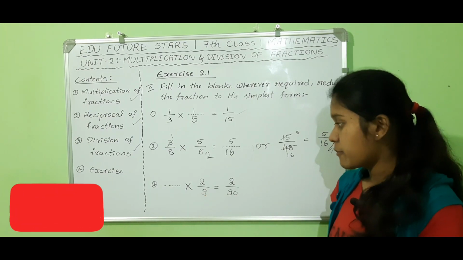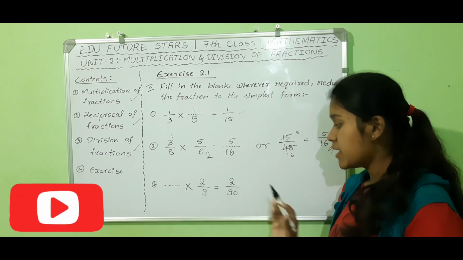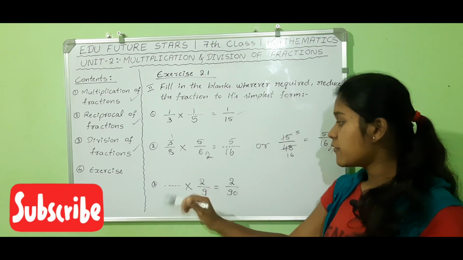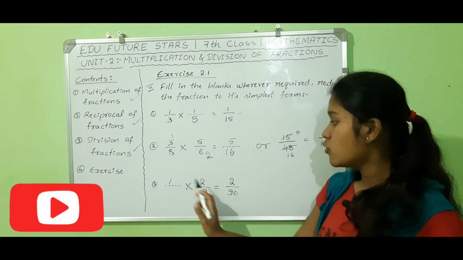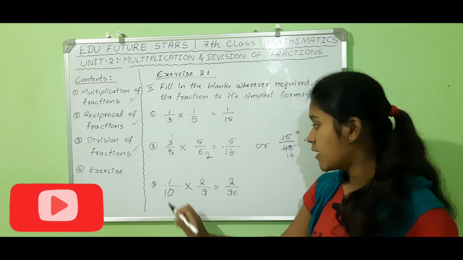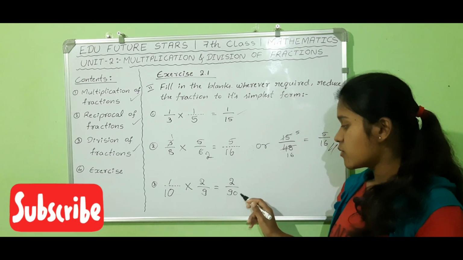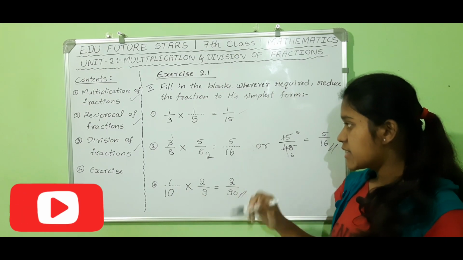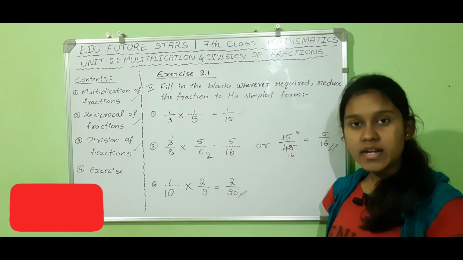See the third one. Blank into 2 by 9 is equal to 2 by 90, right? Numerator is 2 as it is. So what do we have to multiply to get 2? We have to multiply 1. 2 ones are 2. So in the denominator what do we have to multiply? 10. 10 nines are 90, right? So this is the result: 1 by 10, and here 5 by 16 will come, and here 1 by 5 will come, right?